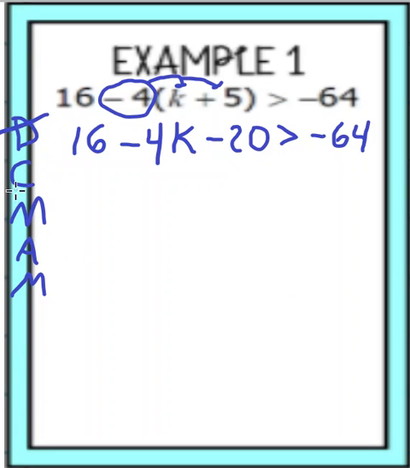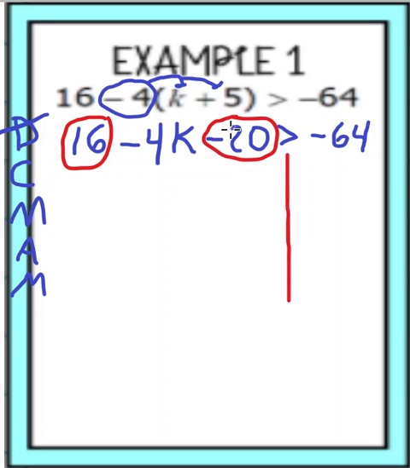Done with the distribute property. Next is combining like terms. So combining like terms, I see, all right, what can I combine over here? Remember, to combine something, they have to have the same variable raised to the same power. Well, I see I have a 16 and a -20. Both of those do not have a variable. They're just regular numbers. They're constants. So I can combine those. 16 minus 20 would give me -4.